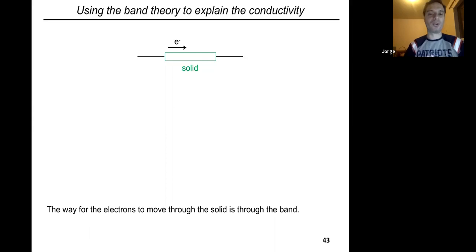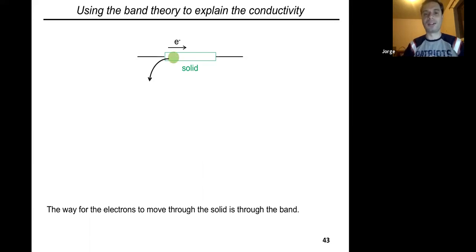So let's go back to our circuit. I'm just going to write here the bottom part of the circuit. Remember that the connection between this point and this point over here is made by a material in the solid state. And the electron is flowing from the negative pole towards the positive pole of the generator. So to reach the positive pole, it has to go through the solid state material. The only way for the electrons to move through the solid is through the band of the material.